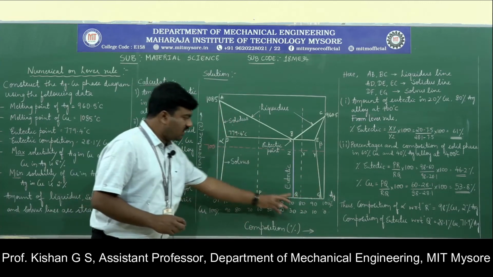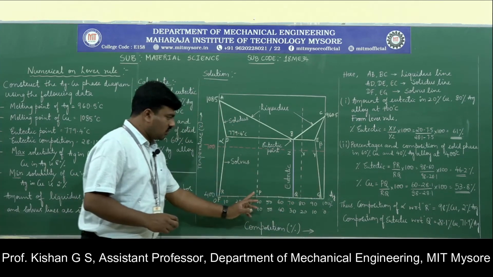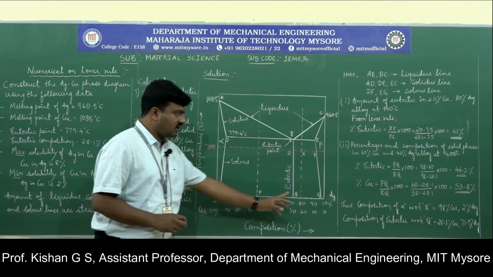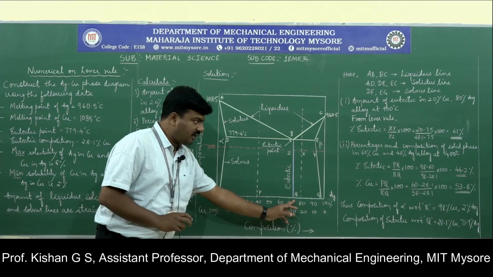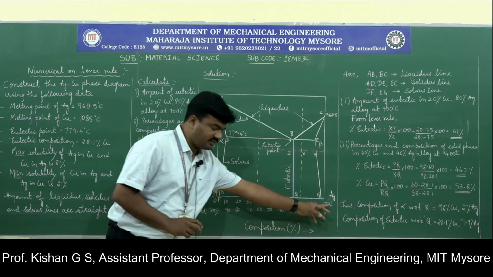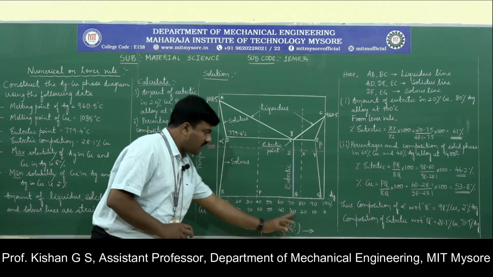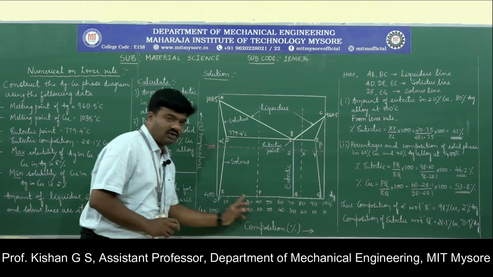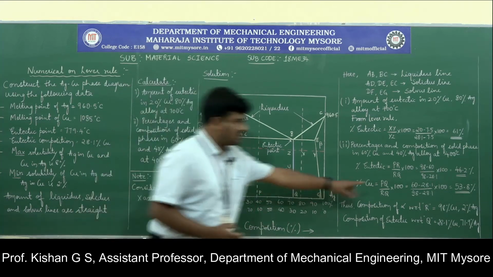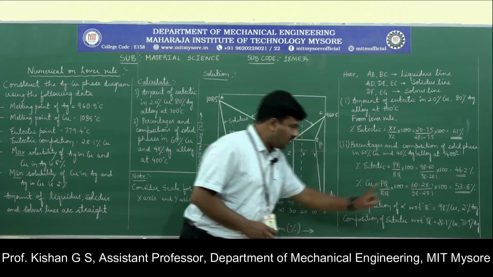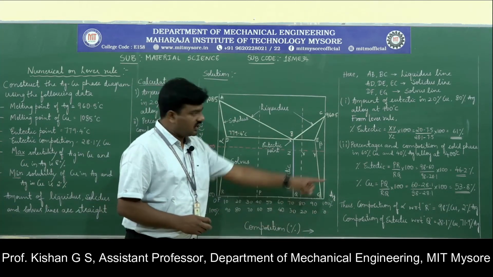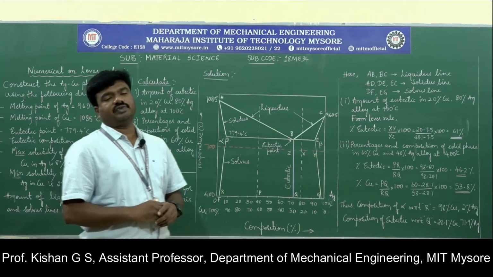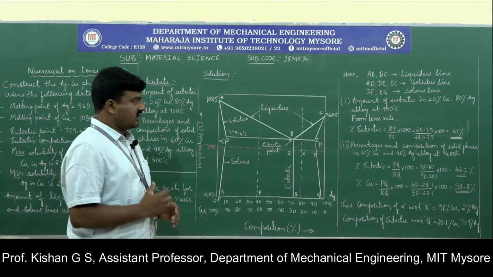It is PQ divided by RQ. P is at 60% of copper, and Q is at 28.1% of copper from the reference. So 60 minus 28.1 gives me the length of the arm PQ, followed by RQ, which is the same, 98 minus 28.1. So that percentage is accountable for 53.8%. This is the percentage.